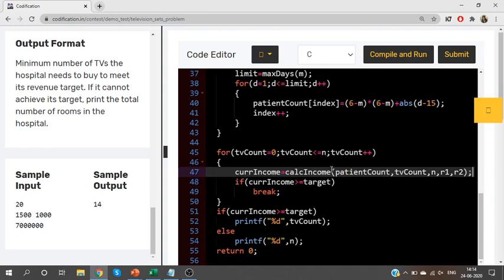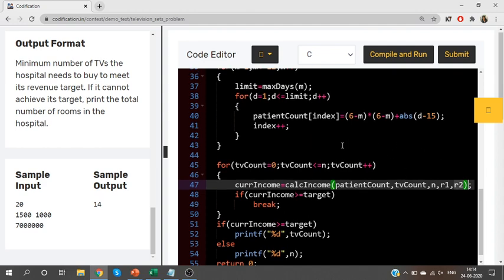These are the values that we need to provide. Can you understand? To calculate the income, I need the number of patients, how many TVs we have, what is the total number of rooms, the cost of rooms with TV and the cost of rooms without TV. Only with all these values can we calculate the income. Clear? Okay. So now we are going to define this function. Once we define this function, the problem is almost done. Moving into the function part, 5 variables are given, guys.